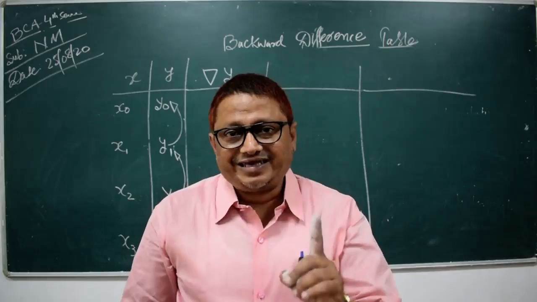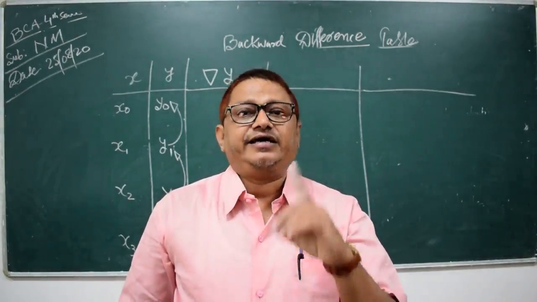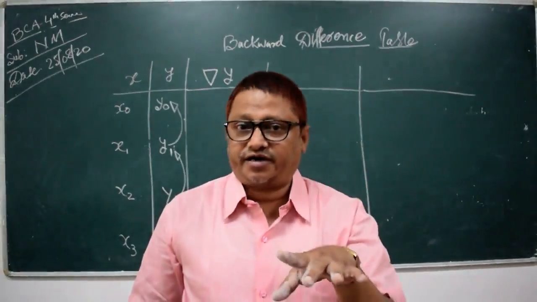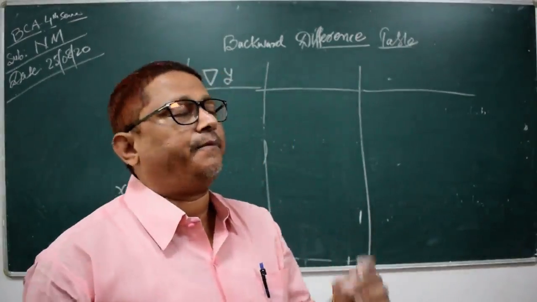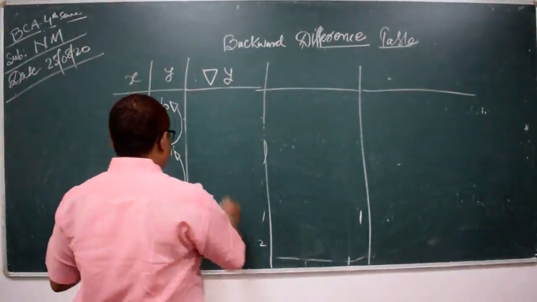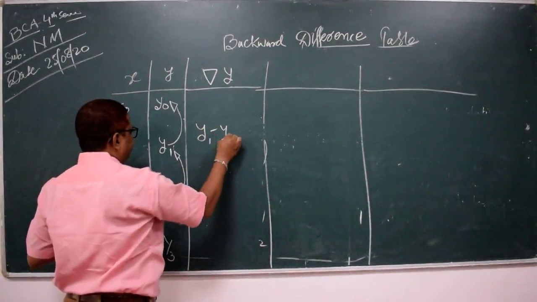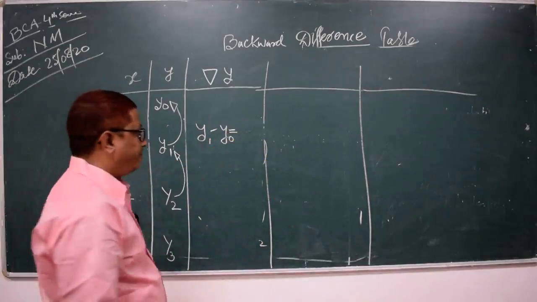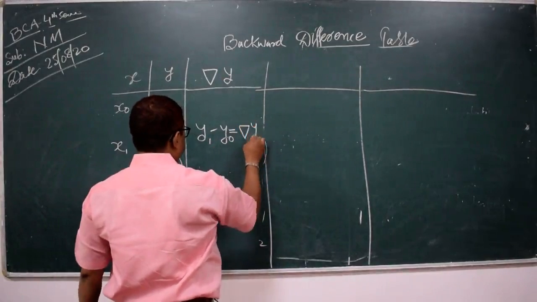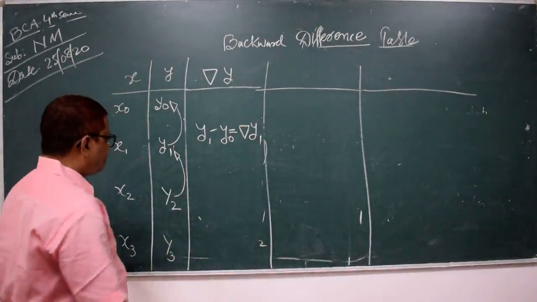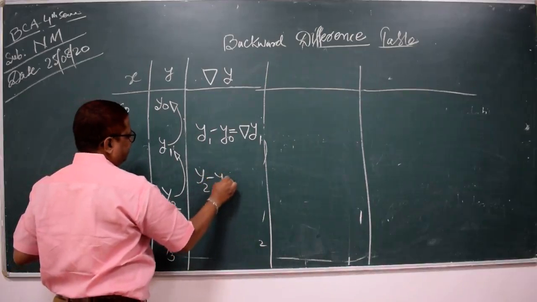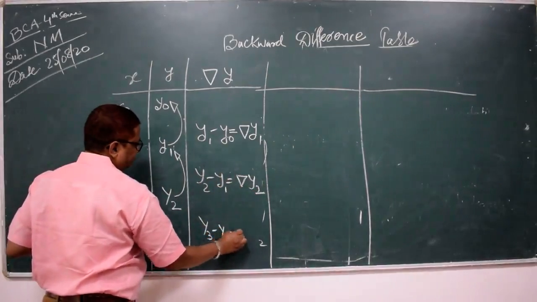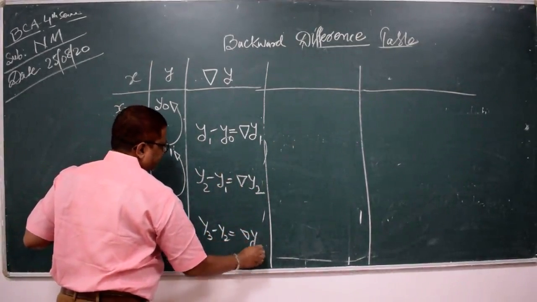But one thing, one operator is changed. The name of the operator we represent as capital delta in forward, but in backward we represent opposite delta. The process of subtraction remains the same, y1 minus y0. In forward difference we represent capital delta y0, but in backward difference we represent opposite delta y1; y2 minus y1, opposite delta y2; y3 minus y2, opposite delta y3.